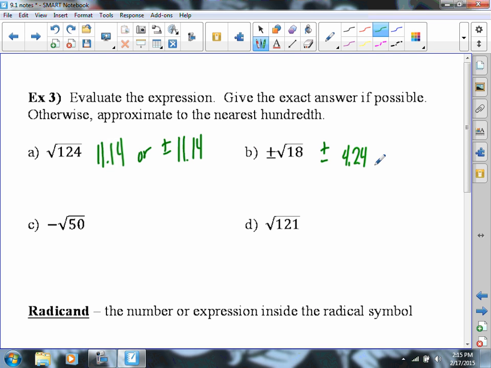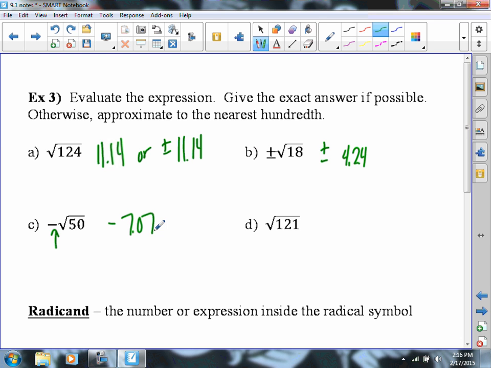Okay, the square root of 50, even though it's negative, the negative is out front of the parentheses. So this one we can evaluate. We'll get negative 7.07. So take the square root of 50, which is 7.07, and then put the negative in front.